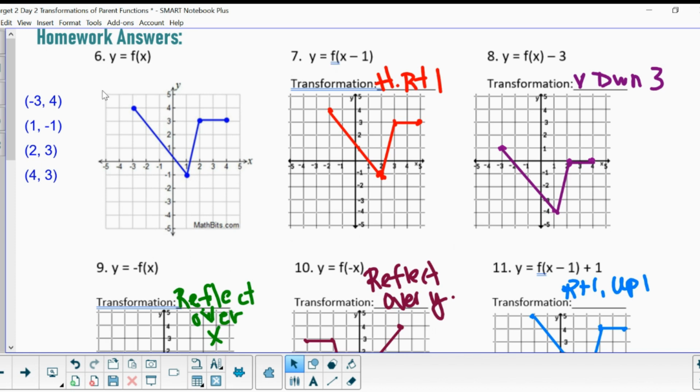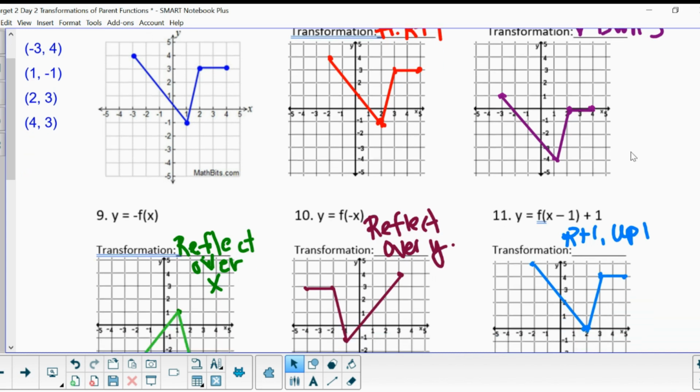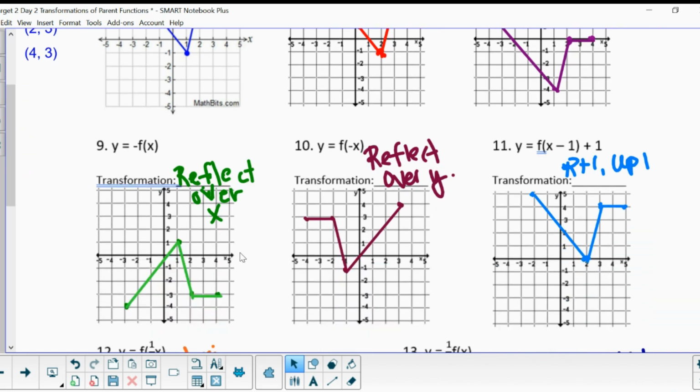So this would be your original picture, and then these are the 4 defining points that would start it off. And then notice over here I wrote down what the transformation would be. So this would say horizontal or right 1 is what that means, and this is vertical down 3. And then here you've got a reflection over the x-axis. And now for 10, it's a reflection over the y-axis, so going from right to left.